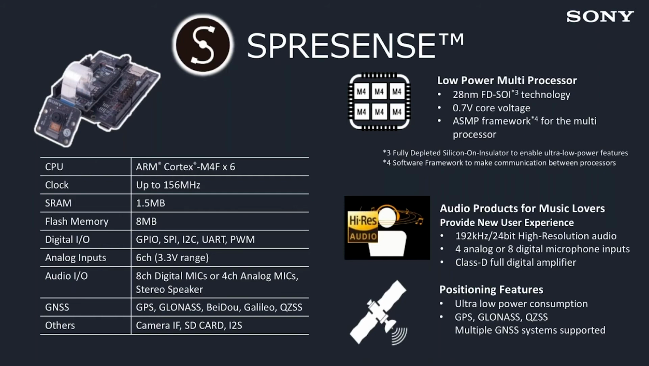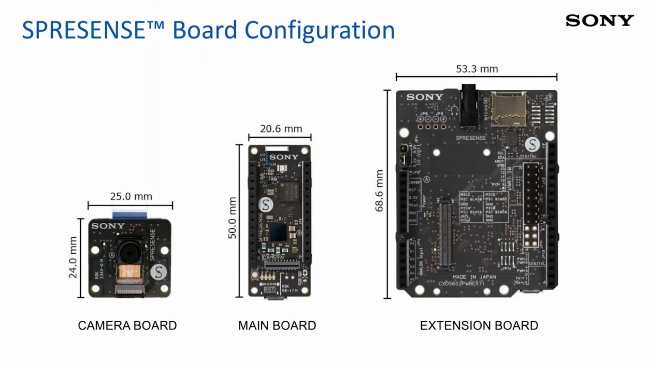So now let's talk about the board configuration. With the Spresense kit, starting from the left side, you get a camera board. This is a very simple camera to just make prototyping faster. And then we have the main board, and then we have the extension board. Main board, as you can guess from the name, is the brain of this development kit. The rest, the camera and extension board, is just to make your life easier.